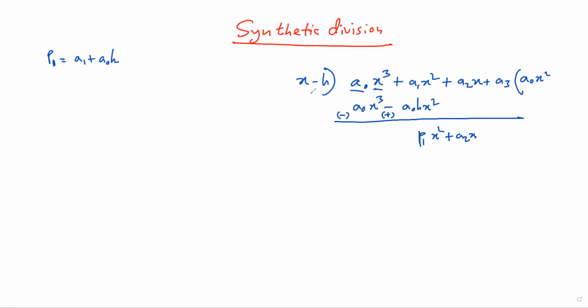So now, to match with p1 x squared, we need to have p1 x here, so that when multiplied by x minus h, we get p1 x squared minus p1 h x. Again, we are going to subtract so that p1 x squared gets cancelled. Then we are going to have a2 plus p1 h times x, and let's bring a3 here.